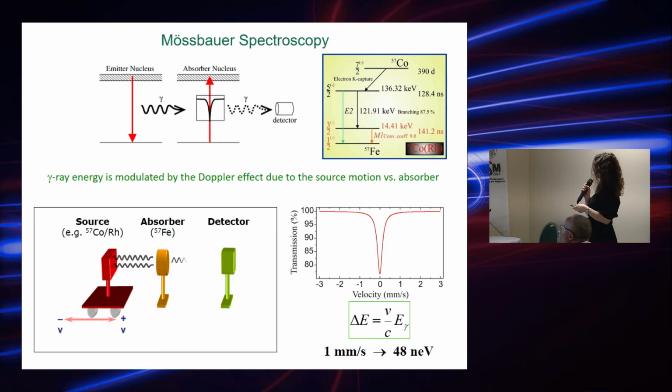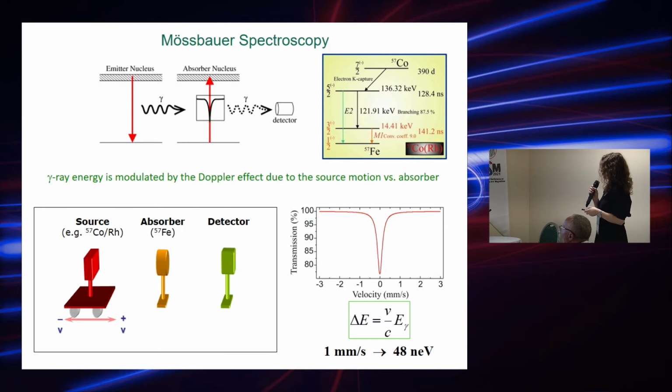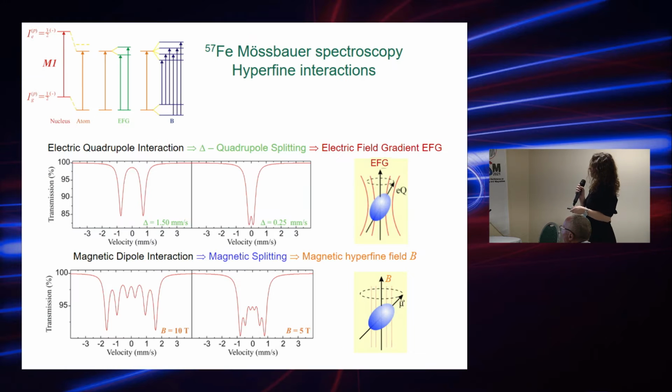Here we see the decay. We use this line with energy 14.41 keV. What can we measure? We can measure the hyperfine interactions. Which hyperfine interactions? The first hyperfine interaction that we can see is the isomer shift.